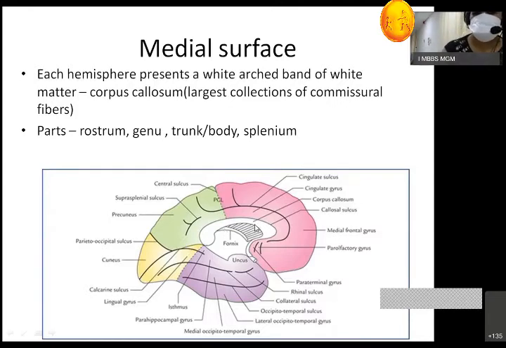Just above this corpus callosum, there is a sulcus called the callosal sulcus, which is separating the corpus callosum from a gyrus called the cingulate gyrus. Obviously, on the medial surface as well, we are able to see all the 4 lobes.